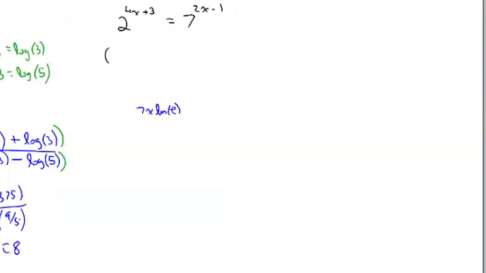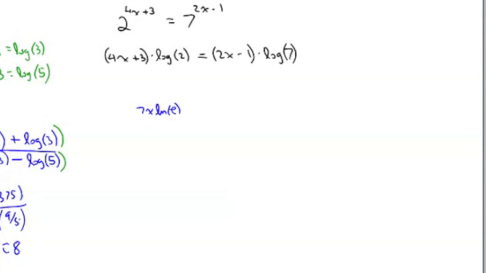So this one is going to become quantity 4x plus 3 times log of 2 is equal to quantity 2x minus 1 times log of 7. Let's leave them in there. Oops, do log of 7.